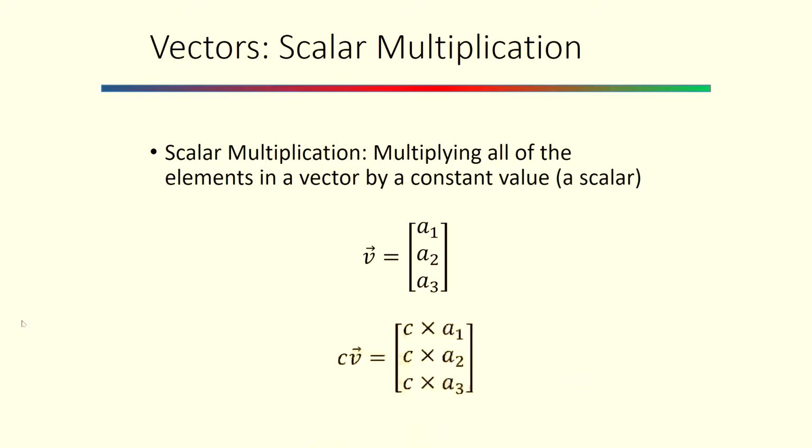We can also use scalar multiplication to multiply all of the elements in a vector by a constant number. For instance, with our original vector v with 3 elements a1, a2, and a3, we can create a new vector by multiplying each element by the scalar value c, and we get the new vector is c times a1, c times a2, and c times a3.